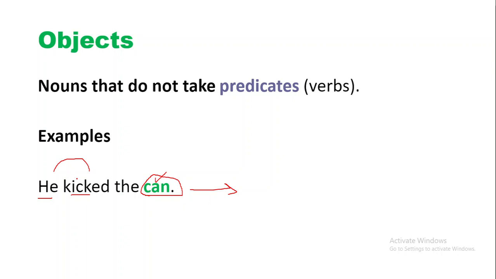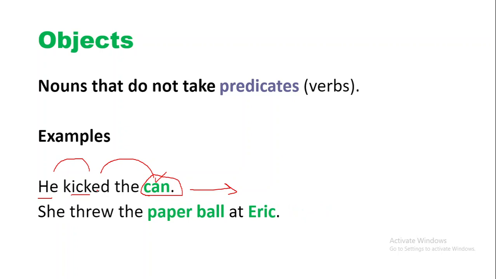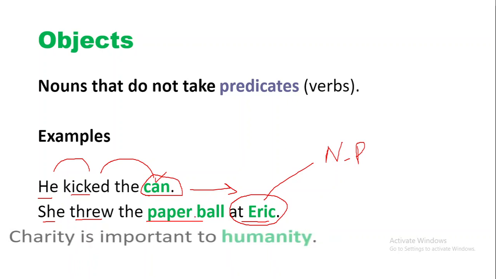In other words, you can say that the object is basically the noun or the pronoun that receives the action of the verb. Let's look at some other example sentences. She threw the paper ball at Eric. Now she is the subject here, threw is the verb, paper ball is the object. Similarly, at Eric is a prepositional phrase. In the previous lecture we were talking about prepositions, and I told you that a preposition never comes alone, it always comes with an object of preposition, and the object of preposition is always a noun or a pronoun. So here paper ball is basically the object of this sentence.